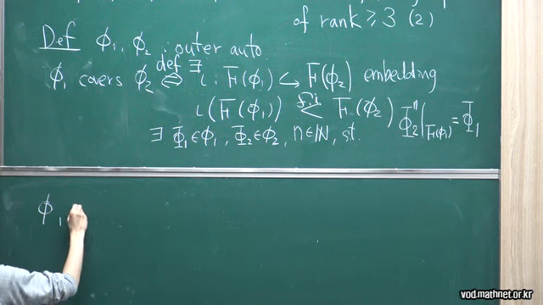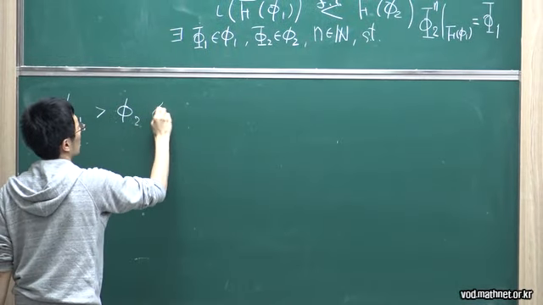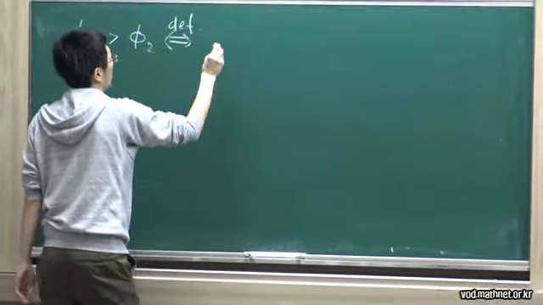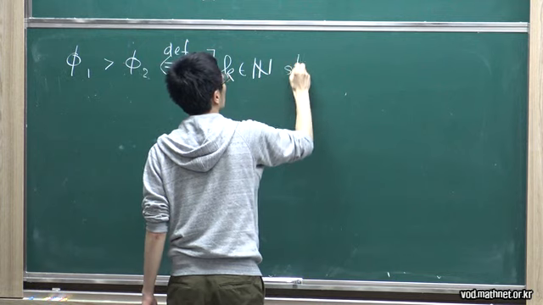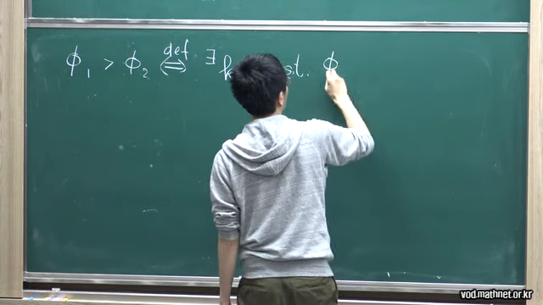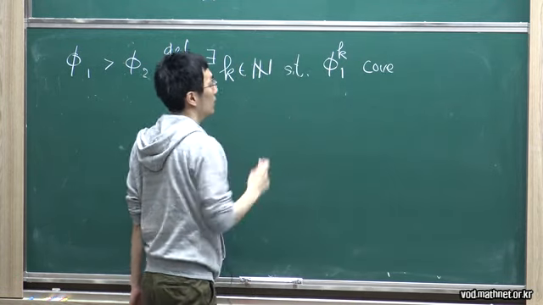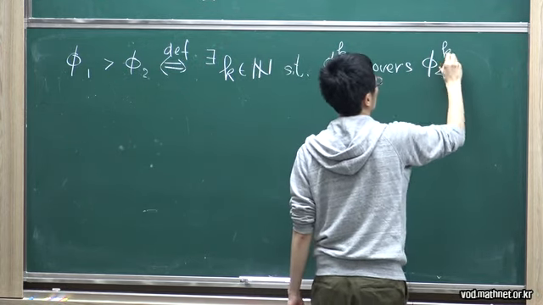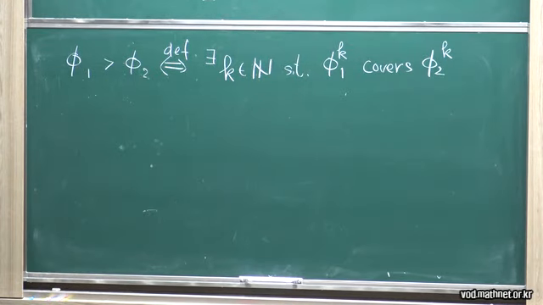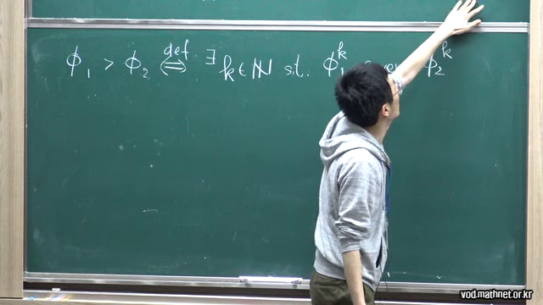So we define phi1 is greater than phi2 if we can find some positive number k so that after taking power, phi1 to the k covers phi2 to the k. This modification is necessary basically because phi2 does not necessarily preserve the fixed set of phi1.